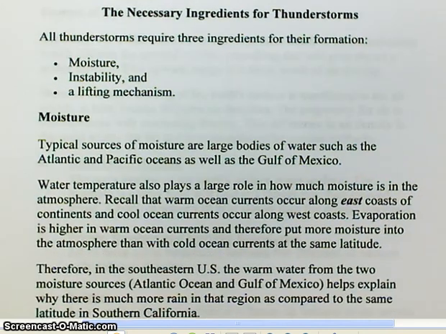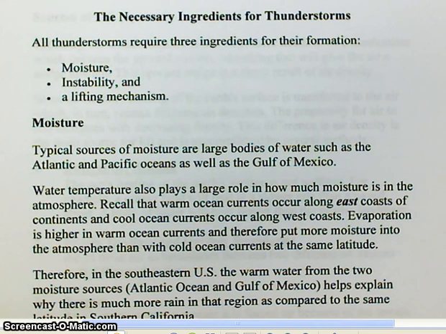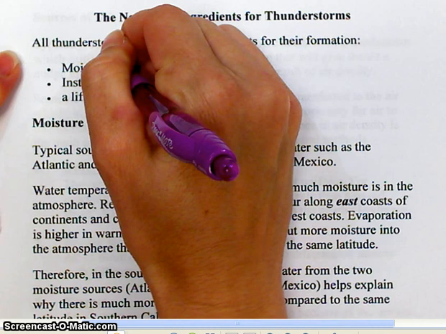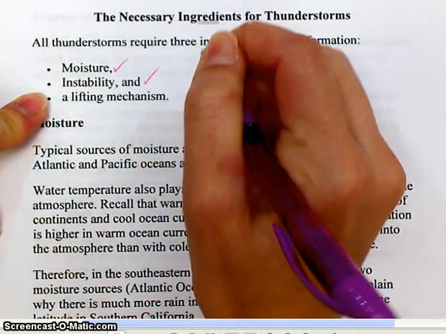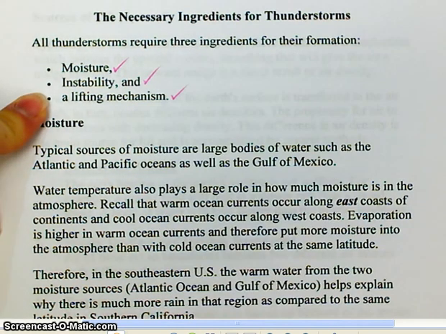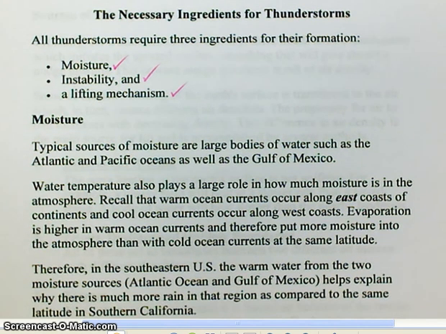All right, so now we're going to talk about the necessary ingredients for thunderstorms. All thunderstorms require 3 ingredients for their formation. Moisture, meaning we need water vapor in the air, instability, and a lifting mechanism. Okay, so some fancy terms, but we're going to walk you through what that means.